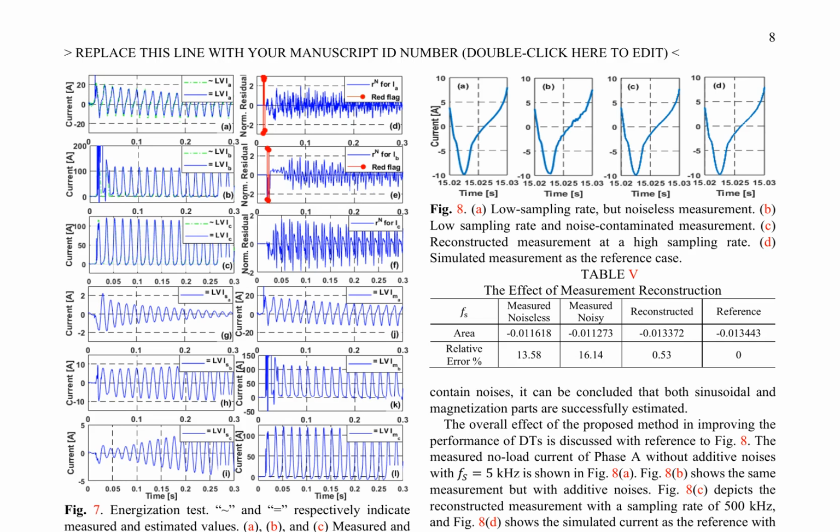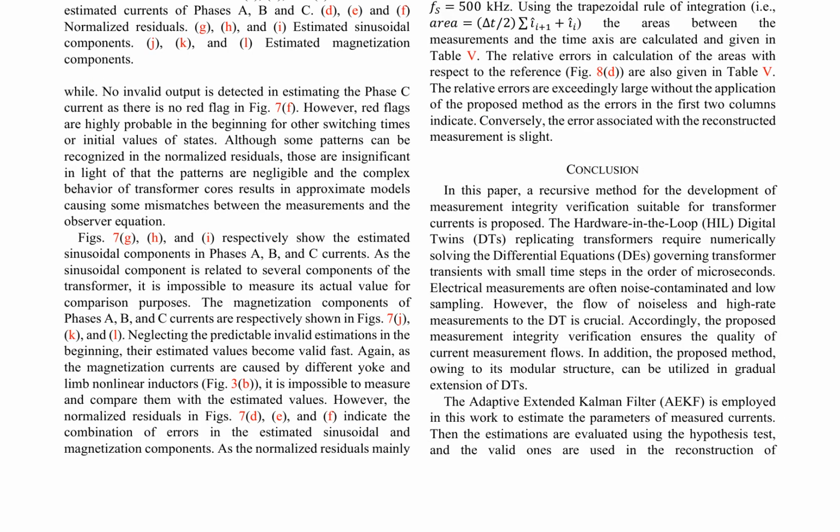The paper also discusses the performance of the proposed method in a core type, 3-limb, 15 kVA, 60 Hz, 208 Y, 240 delta distribution transformer. Although the core becomes highly saturated, the proposed method is able to estimate the currents since the normalized residuals mostly consist of noises after a short while.